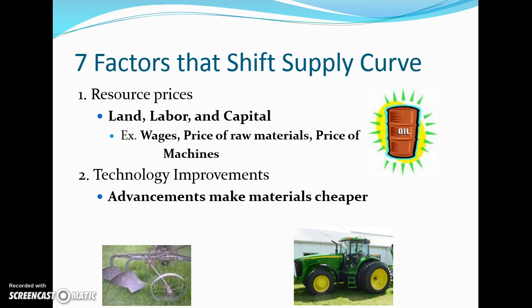Technology improvements will increase supply. All of a sudden, if you're able to produce things much more quickly and cheaper, like faster and cheaper, if there's a machine that does the work of 10 men, all of a sudden you can produce a lot more, and so your supply will increase. So that'll cause a supply curve shift to the right.